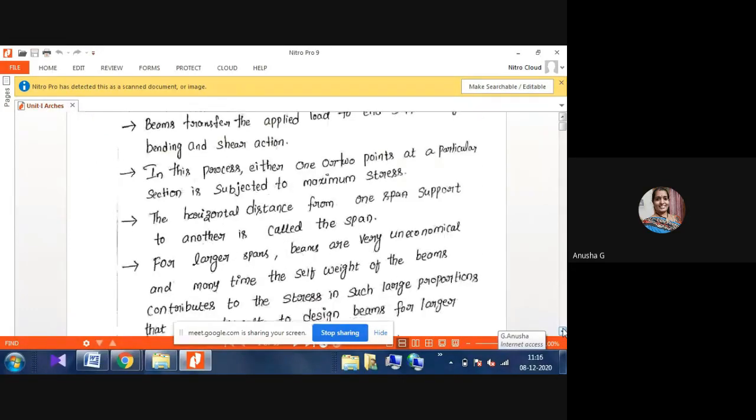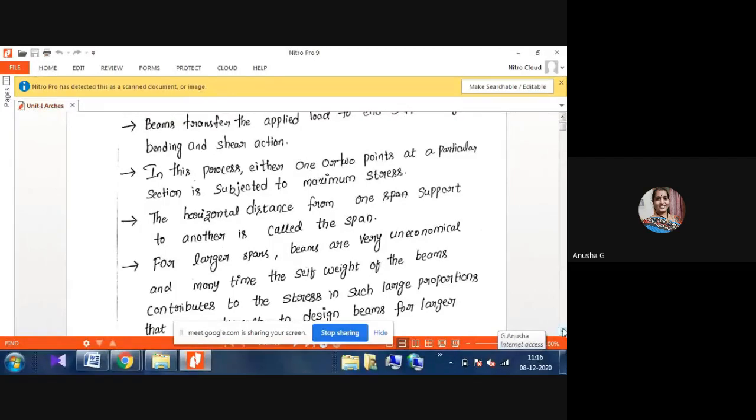Next, the third point is the horizontal distance from one support to another, which is called the span. Span is nothing but the distance between the 2 supports. Sometimes they will ask what is meant by the span of an arch. The span of the arch is the horizontal distance from one support to the other support.